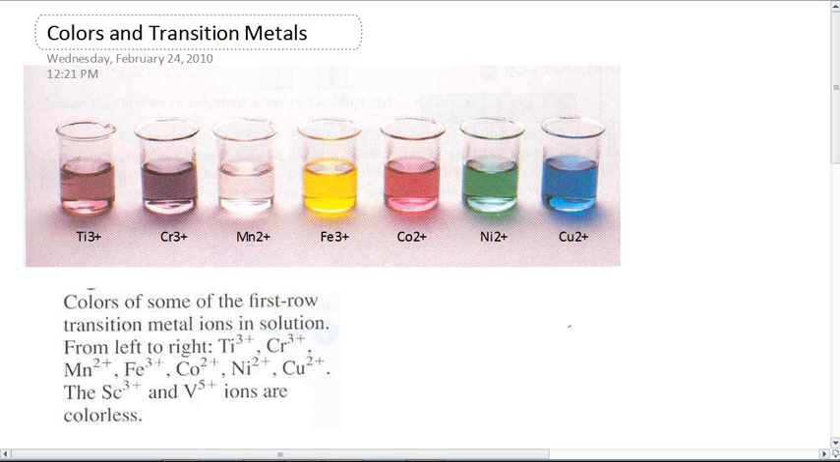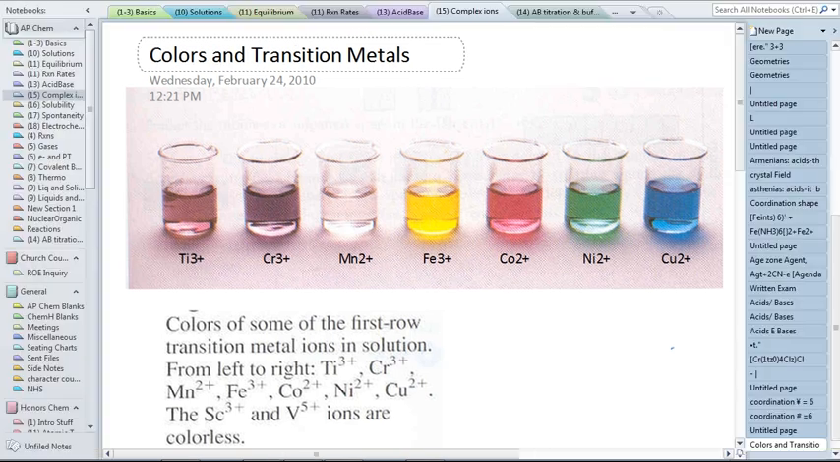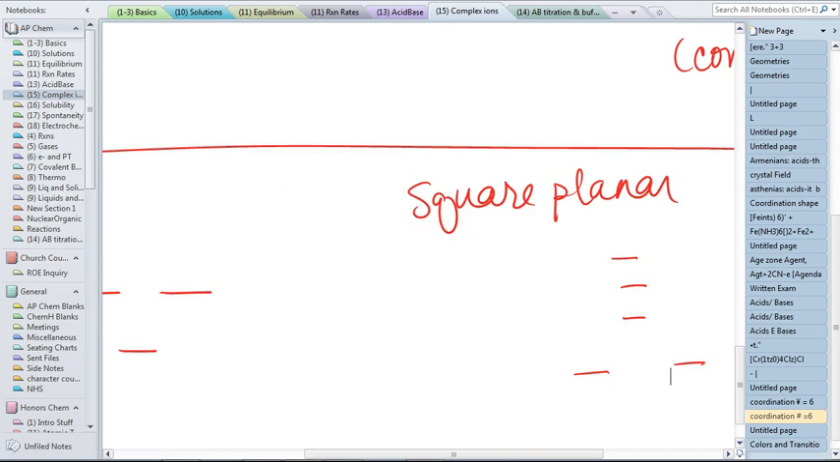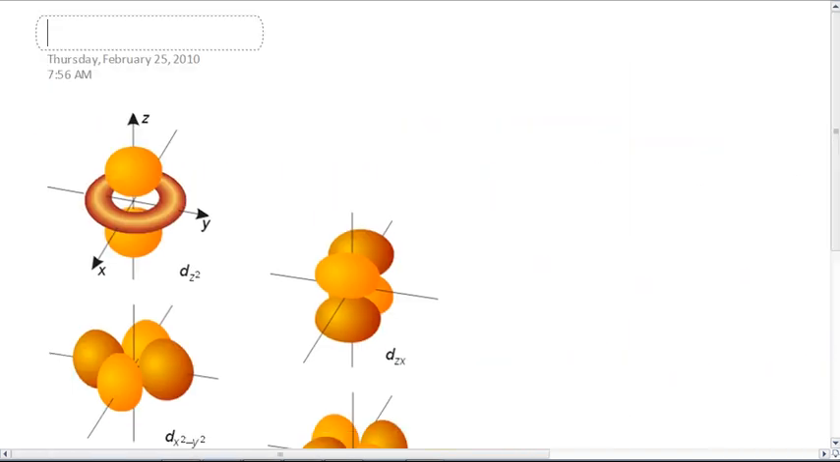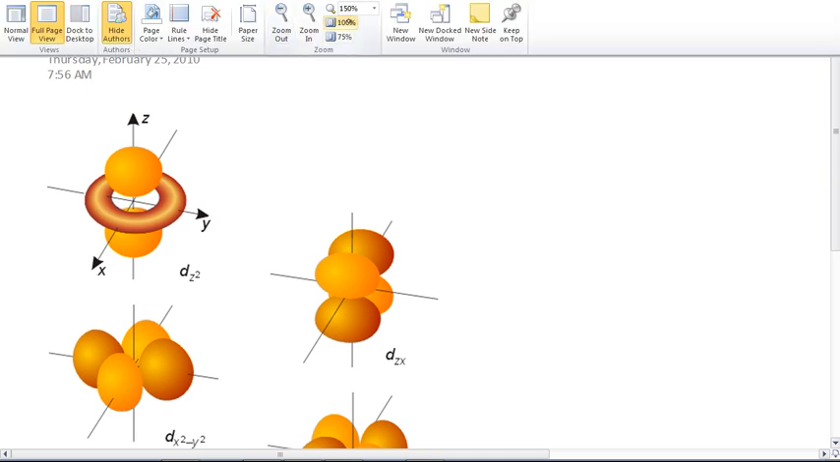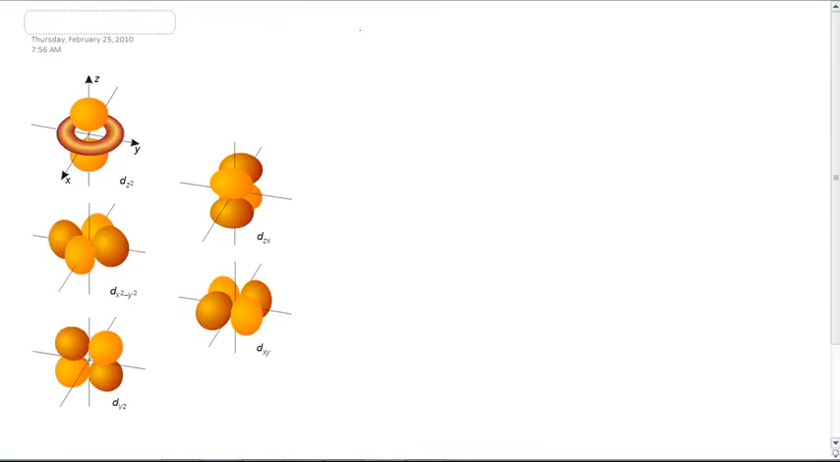And so we're going to talk about a theory today that tries to explain why we see these colors and why we see these magnetic properties. So in order to do that, let me find this. Nope. That's what I need. We got to go back to our d orbitals for a moment.